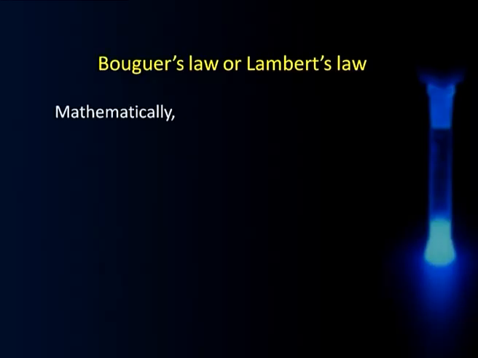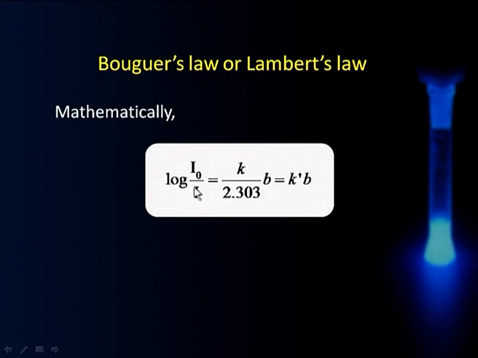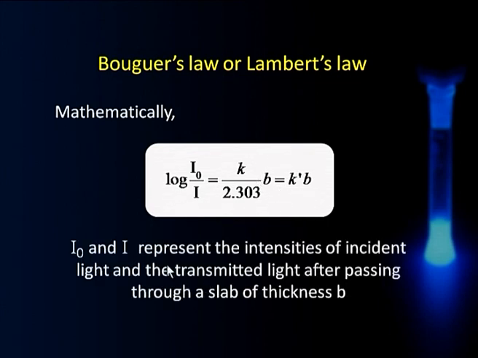Okay. Now mathematically, I am just giving the expression for that: log of I naught by I is equal to k by 2.303 into b, where b happens to be the thickness of the medium and k is a constant. You can say this k by 2.303 is k prime, so k prime b. Now this I naught and I, we know, are the intensities of the incident light and that of the transmitted light, and b is the thickness, and k is a constant of proportionality.